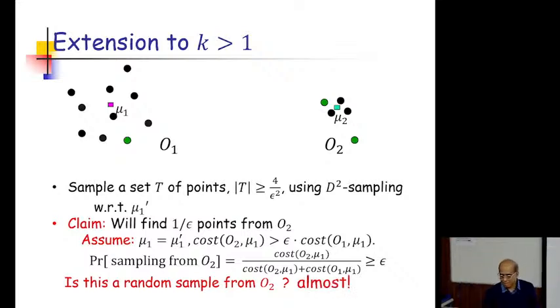Is it because these repetitions can keep going? Also because the distance of everybody from mu1 is different, right? Everybody's probability is proportional to how far it is from mu1. Somebody could be close, somebody could be far.